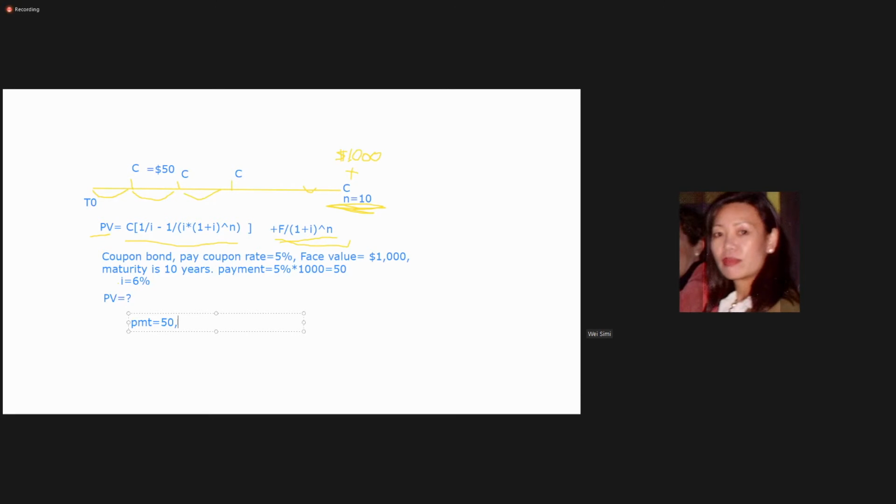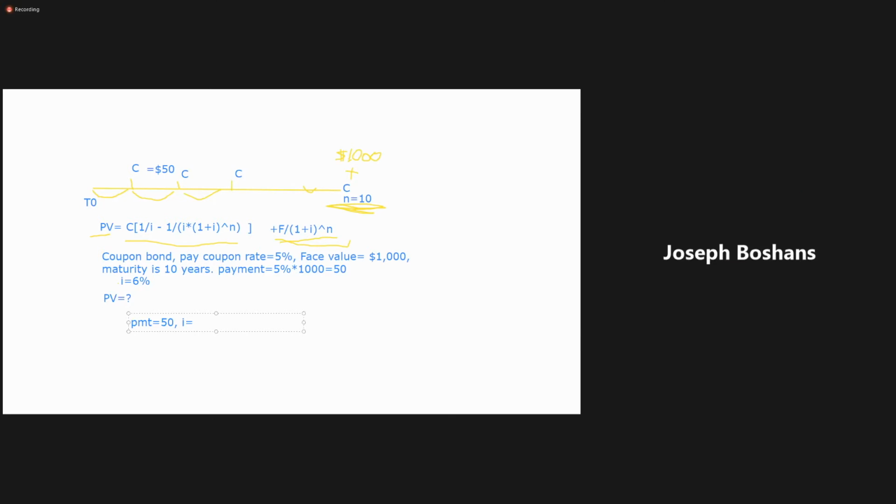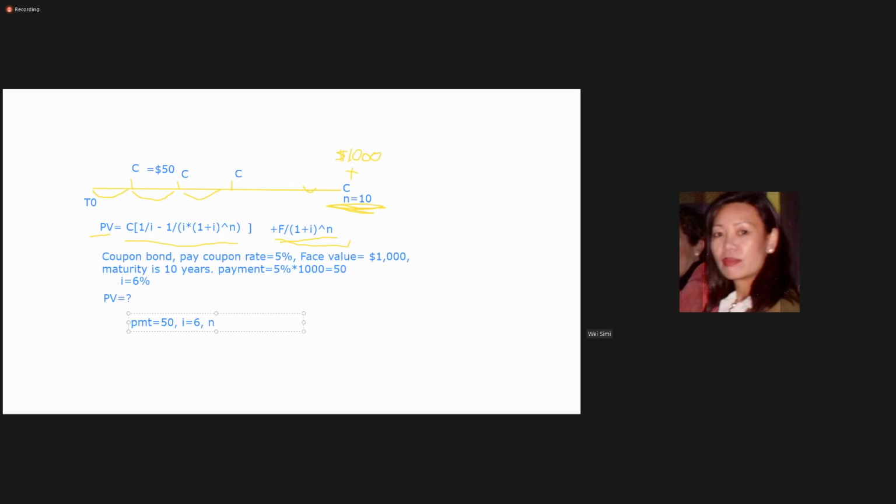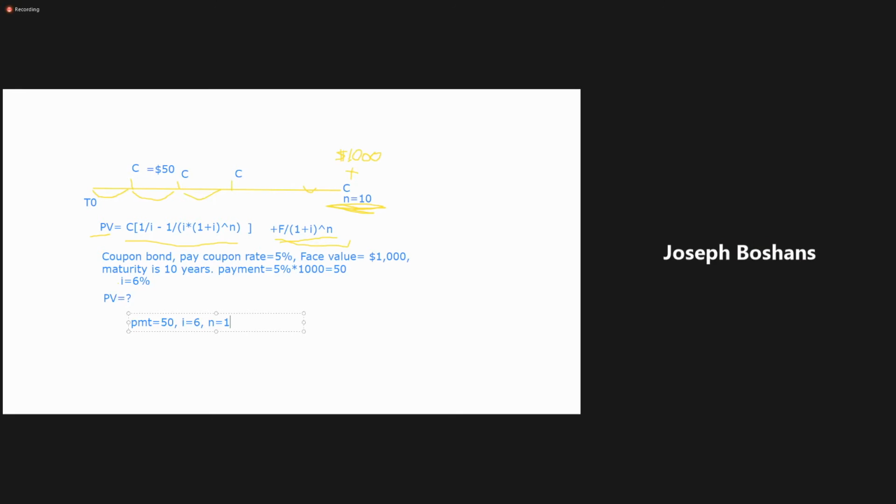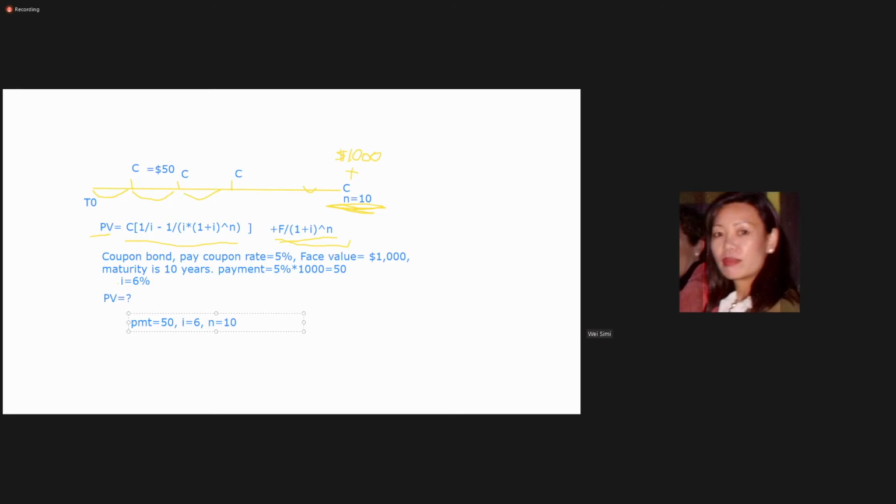Okay, so we put in the payment. What about the interest rate? Interest rate equals what? 6%. Very good. Okay, N equals what? 10. Very good. So we have everything, the interest rate, and now the future value.